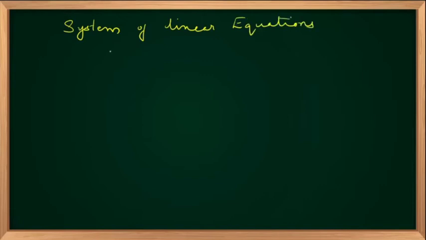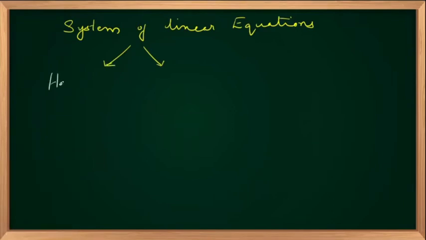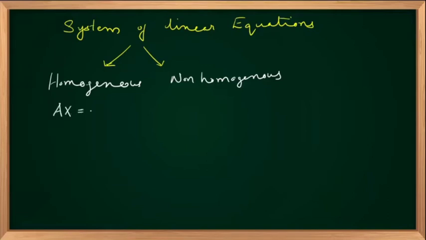See, we can broadly classify the system of linear equations into two. One is the homogeneous system of linear equations. Another is the non-homogeneous system of linear equations. So you know what is meant by homogeneous and non-homogeneous now, because we have introduced these words in previous classes. Homogeneous means the right side of the equation will be 0. So I can write AX equal to 0.